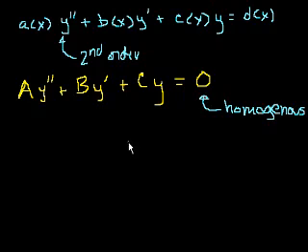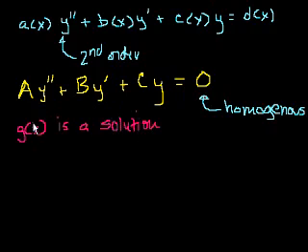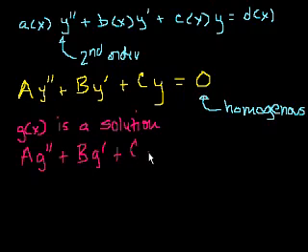But let's just think about this a little bit. Think about what the properties of these solutions might be. Let me just throw out something. Let's say that g of x is a solution. So that means that a times g prime prime plus b times g prime plus c times g is equal to 0, right? These mean the same thing.